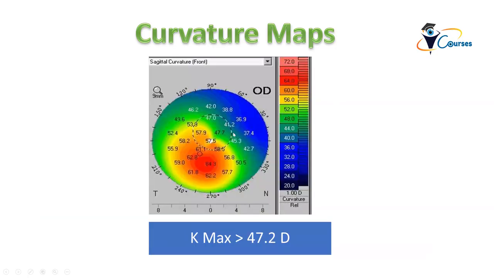This is how a patient with keratoconus will look on the map. Here, the patient has a hot spot. You can see that there is no symmetrical bow tie. There is a hot spot inferiorly. The K max, or the maximum K reading, is more than 47.2. You see here it is 62.8. This is 57.5. So when the K max, the highest K reading, is more than 47.2, this is considered suspicious for keratoconus.